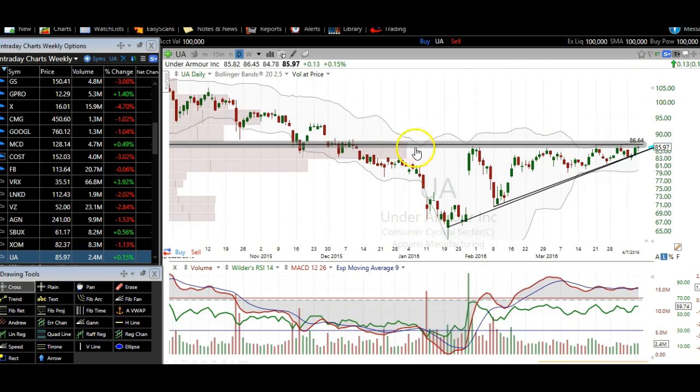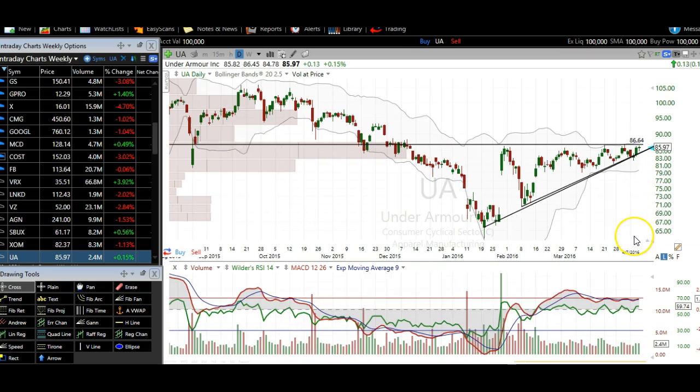Okay, as you can see here, this volume by price bar is the biggest bar on the chart. Okay, a lot of resistance in that area. So a break over this level would be extremely bullish for Under Armour. So that's something you want to look out for. And you also want to see this uptrend line hold as support.